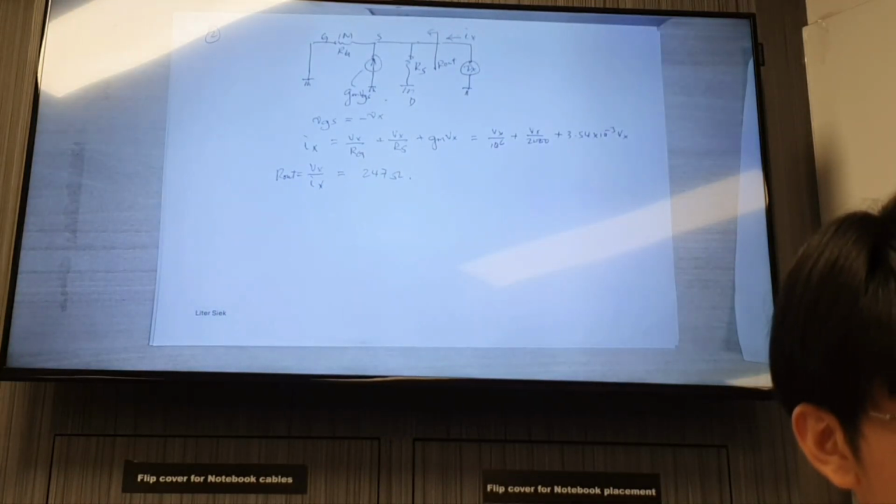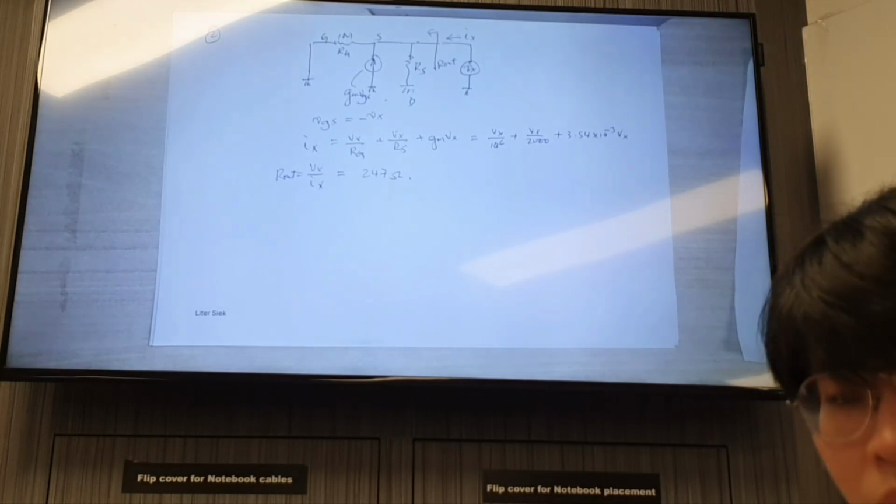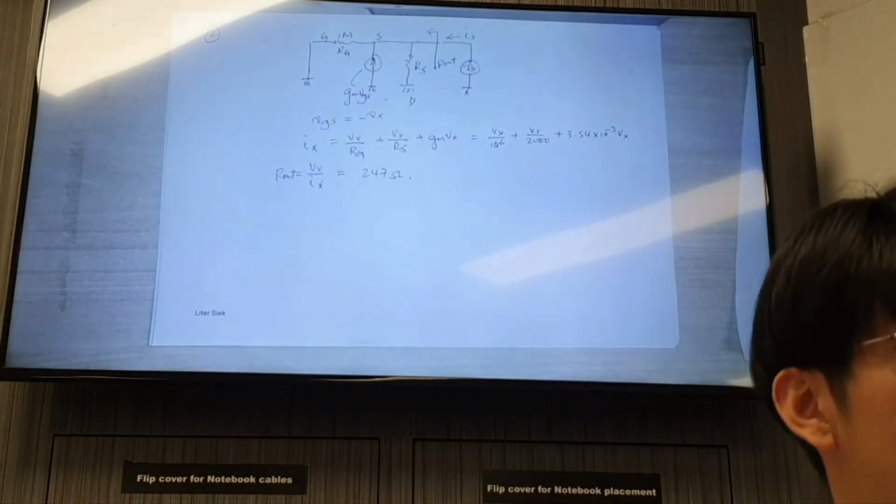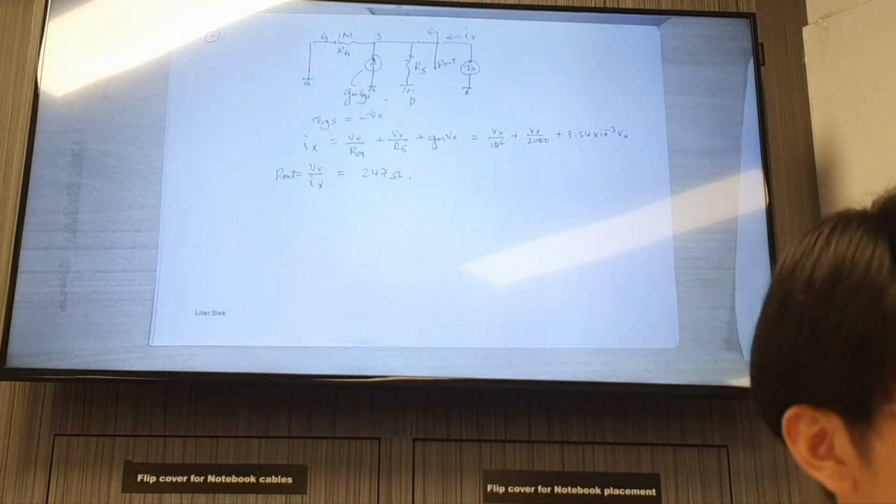So the output resistance of a common drain or a source follower is low, is very low.